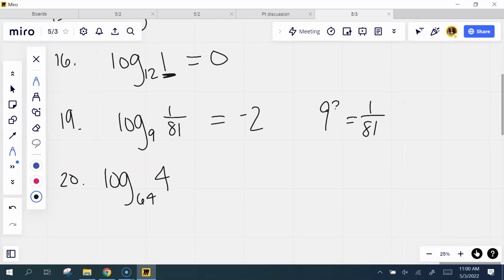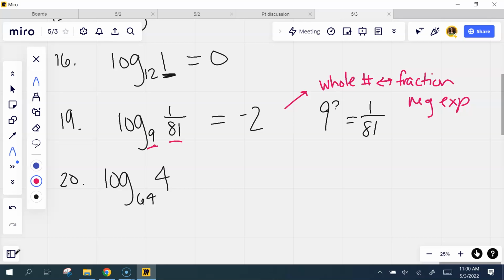By the way, for this, if you want to make a note, a lot of times if you're going from a whole number to a fraction or vice versa, then you want to look for a negative exponent because that's what's going to flip it over. So if you start with a fraction and you end with a whole number, or you start with a whole number and end with a fraction, you're probably looking for a negative exponent.